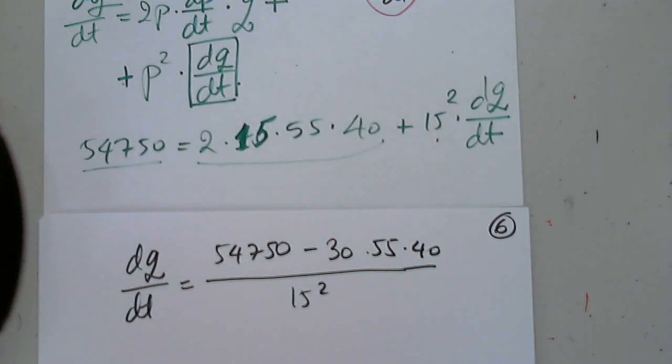I'm going to share my screen and do this in one step, please. Left parenthesis. 54750 minus 30 times 55 times 40, close, divide by 15 squared. I'm checking. 54750 minus 30 times 55 times 40. Yes, okay. Negative 50. So dq over dt is negative 50. Well done.